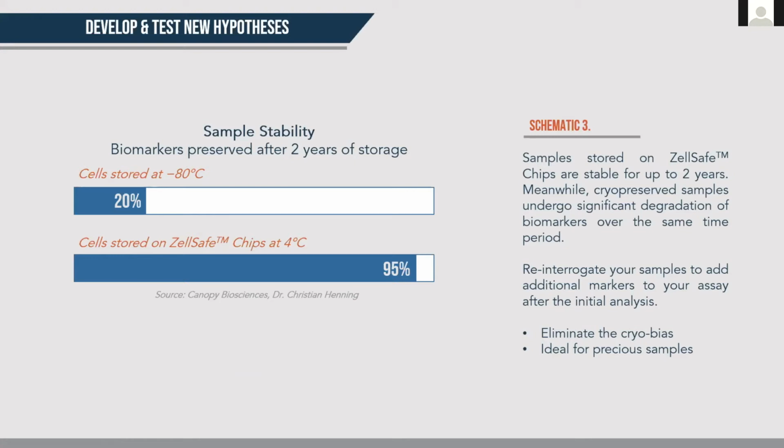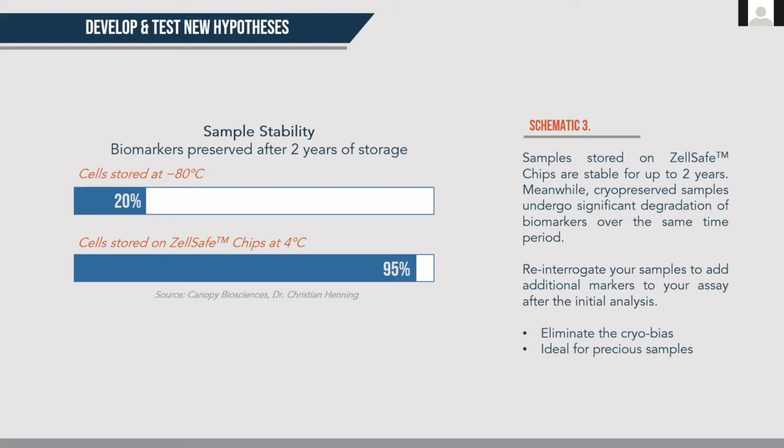So there's a couple of really nice applications that fall out of this. One is we know that the process of freezing and thawing PBMCs, which is a process that's used a lot in the clinic, introduces what we call the cryobias, where this freeze-thaw cycle interrupts the epitope stability. And so by eliminating that need to freeze-thaw samples and storing them on the chips, we can eliminate that cryobias.